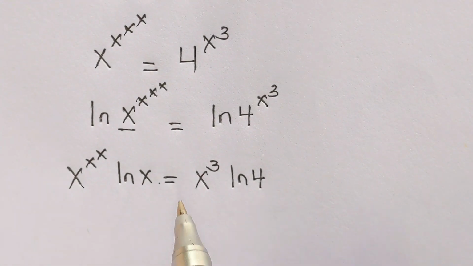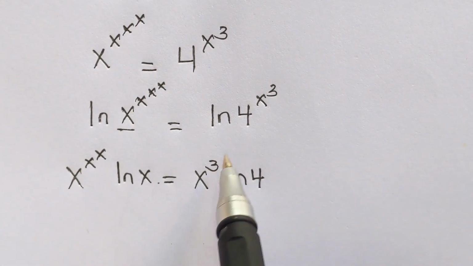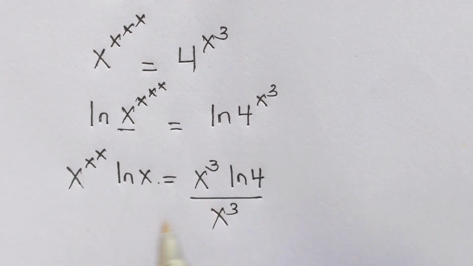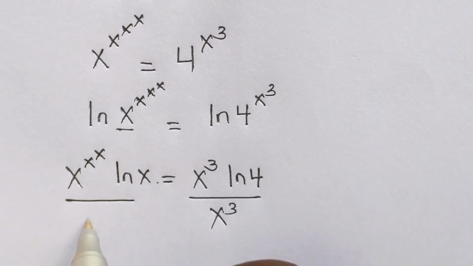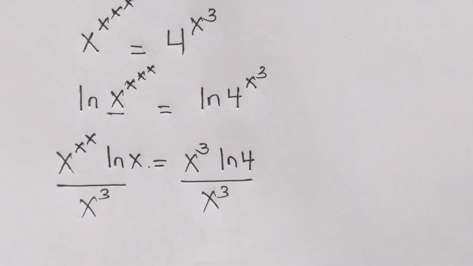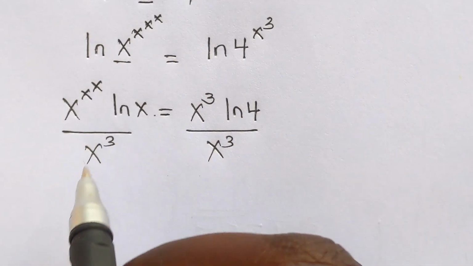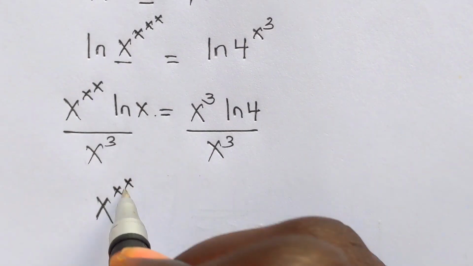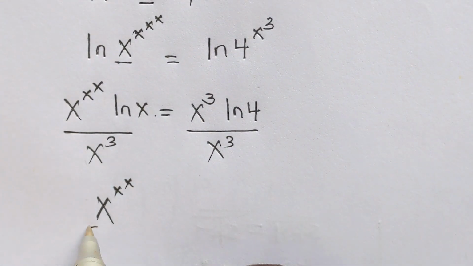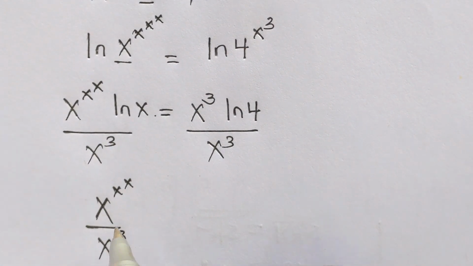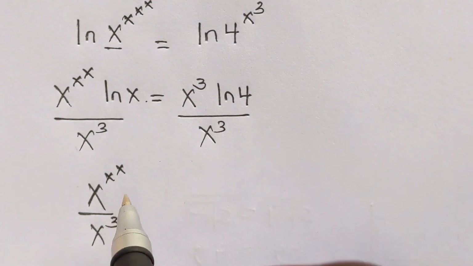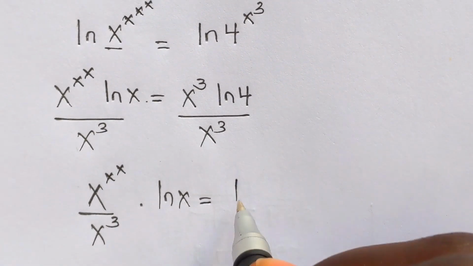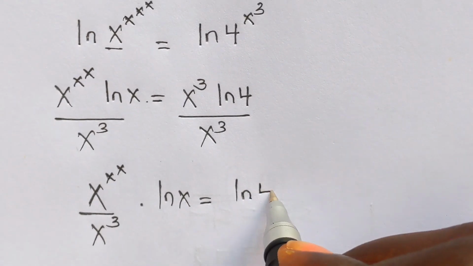At this stage we can divide by this power 3 on both sides. Then to get here, shall say x power x over x power 3, then here times ln x is equal to ln of 4.